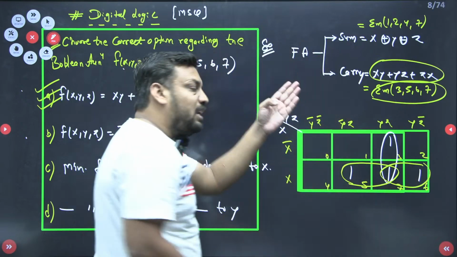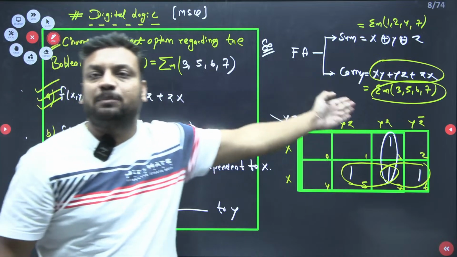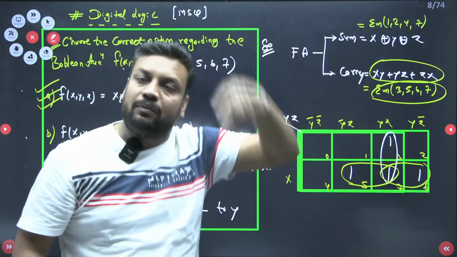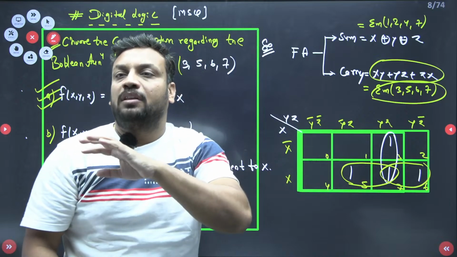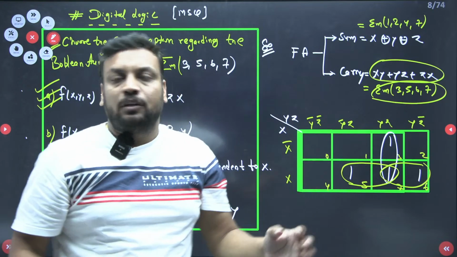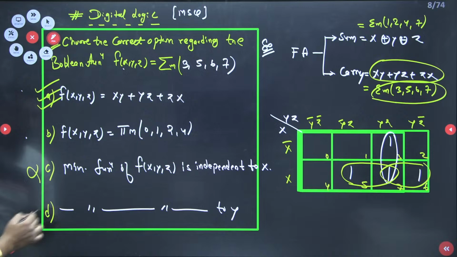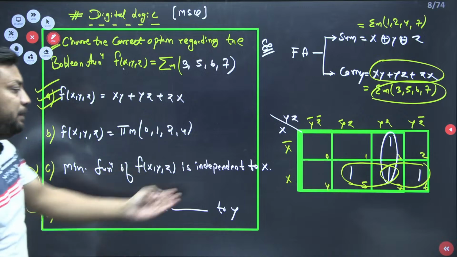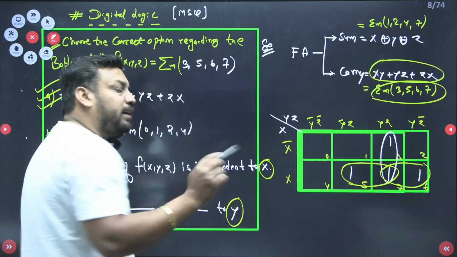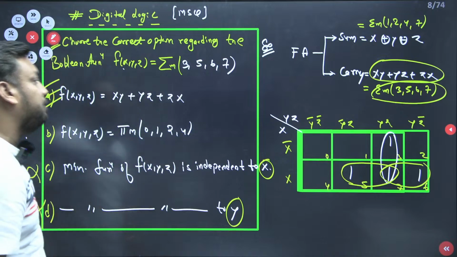So it is the only minimized expression, and you know that the minimized expression contains the x value, y value, and z value also. So it depends on x, y, z. It means options C and D are for sure wrong, because they say it is independent of x or y. No, it is dependent on all three parameters x, y, z.